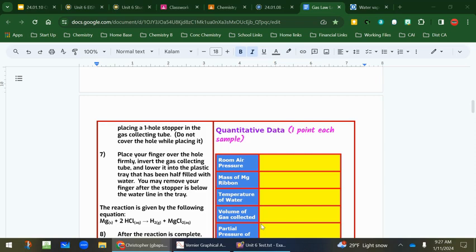The reaction is given by the following equation. We are going to take magnesium, react it with hydrochloric acid. We will create hydrogen gas and magnesium chloride. Which gas are we collecting? Gosh, I was hoping that wouldn't be the hard question.